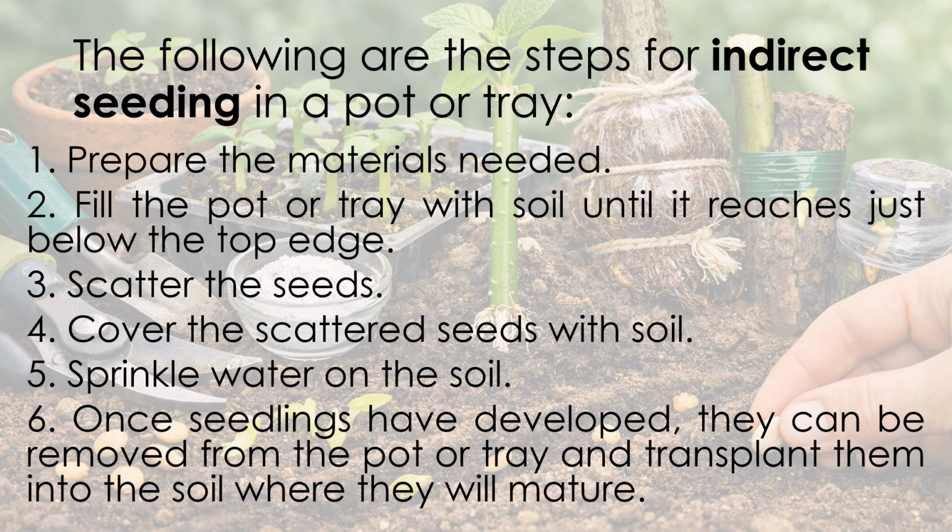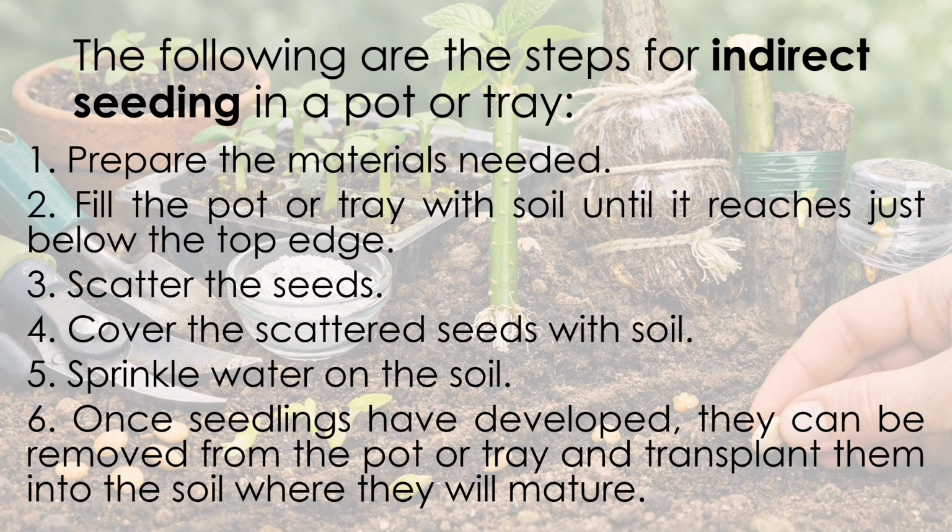Indirect seeding is when seeds are first grown in pots, trays, or seed beds before being transplanted into the field. Here are the steps we follow. First, prepare the materials needed. Gather seed packets, pots or trays, soil, and water so you're ready to begin. Second, fill the pot or tray with soil. Add soil until it reaches just below the top edge, leaving space for watering and growth. Third, scatter the seeds. Distribute the seeds evenly across the soil surface to avoid overcrowding.